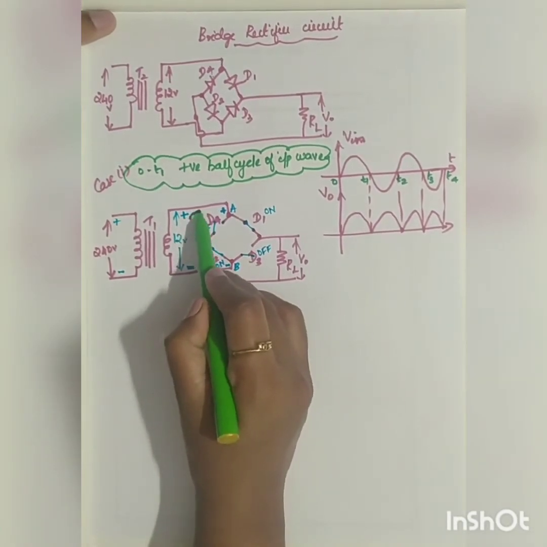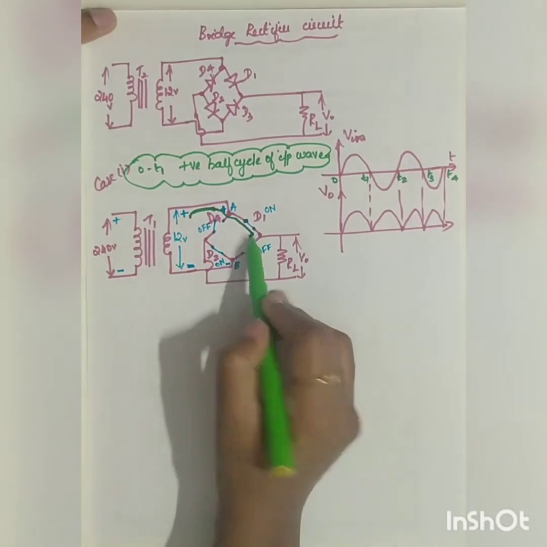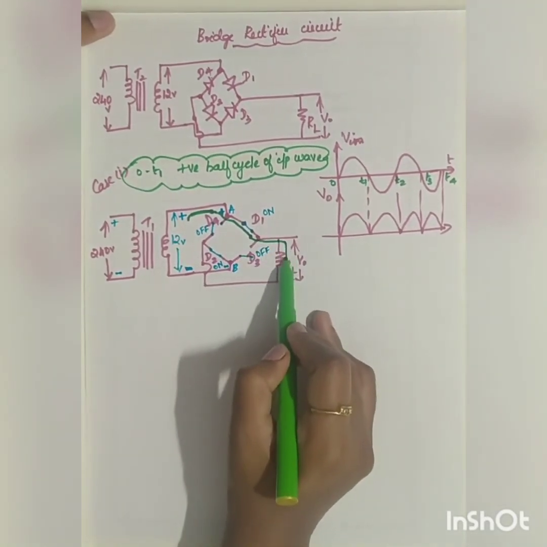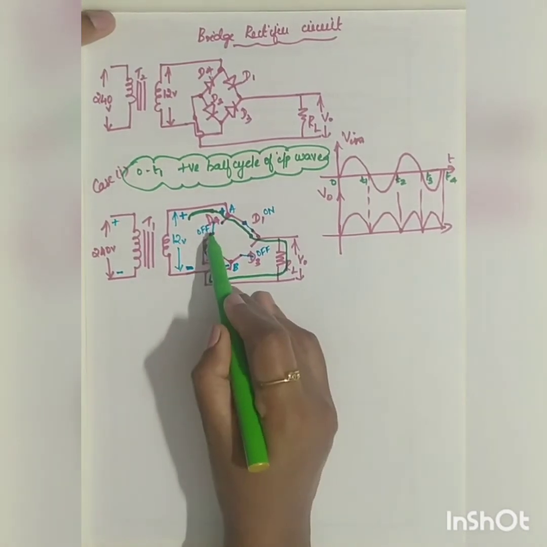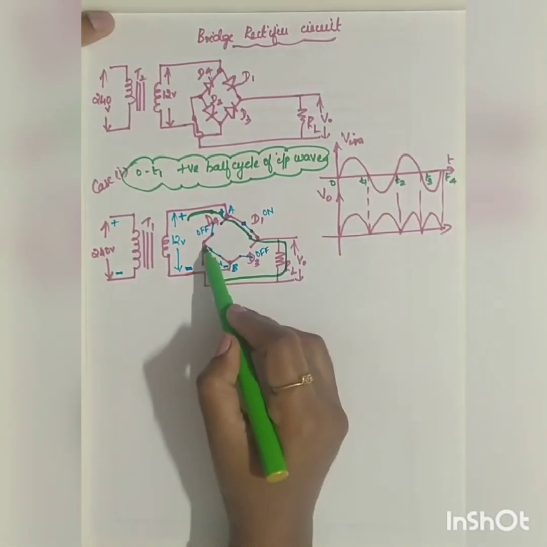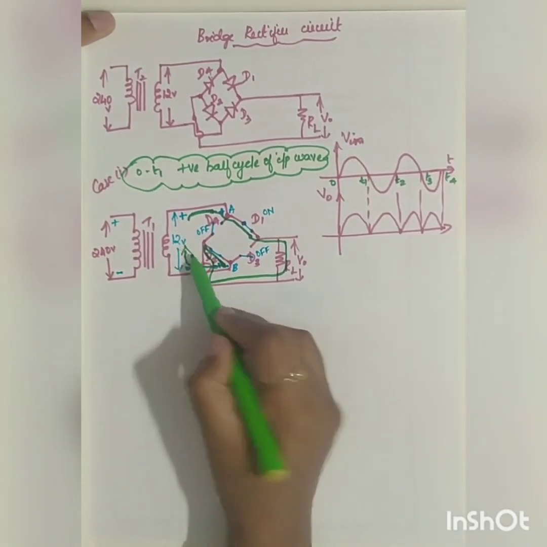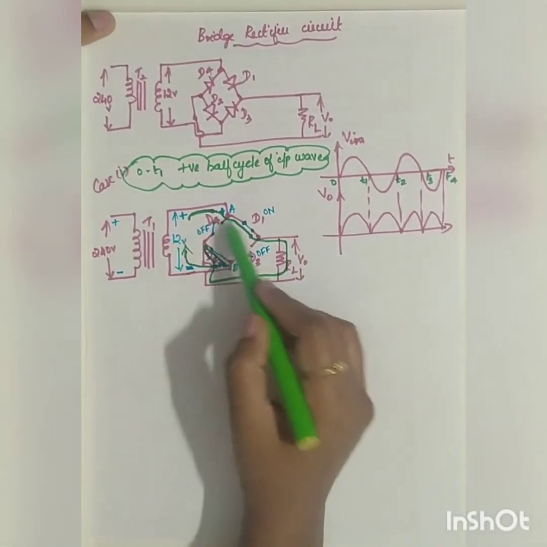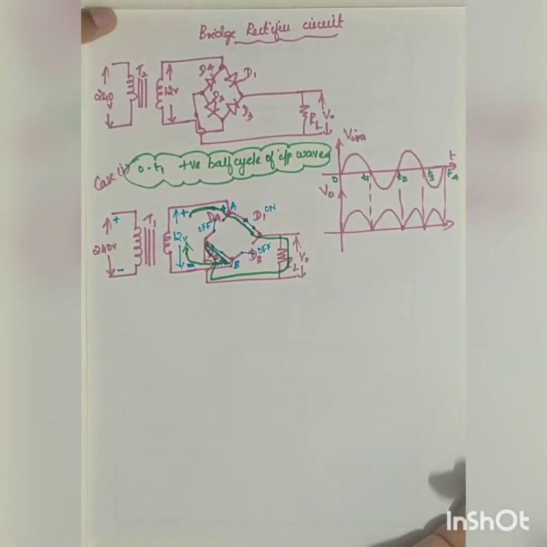So if I start the loop from here, it flows through the A. Here you have a closed path. It travels through the RL. Again it finds the path here. It reaches here. Here you have an open switch. So there is no path. It travels through D2 and it reaches the negative. So it completes the loop from positive to negative. So this is the direction of the current flow.